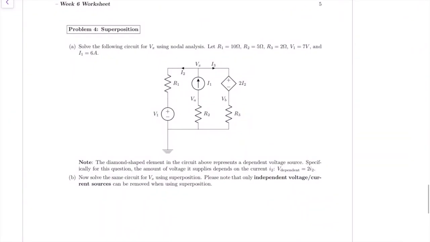Okay, let's do problem 4. This one's going to be superposition, but the first part is just this circuit that we're going to solve. And we're going to do it first normally, and then we'll use superposition in the next part.